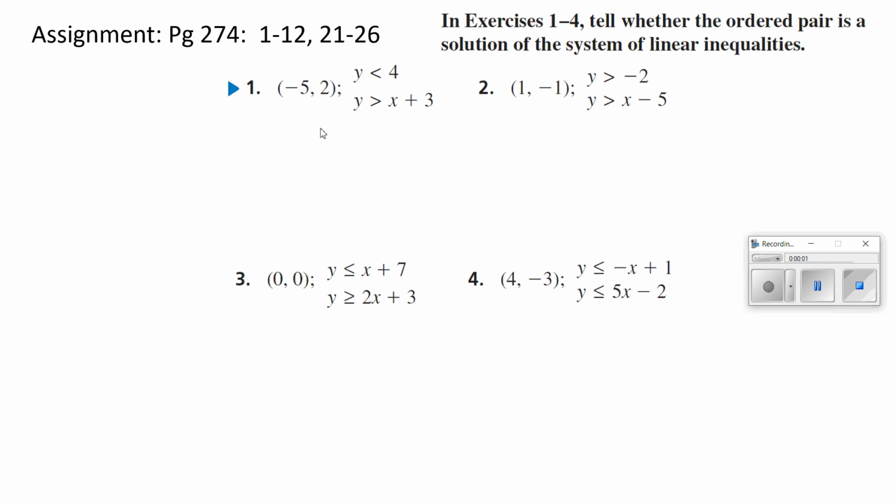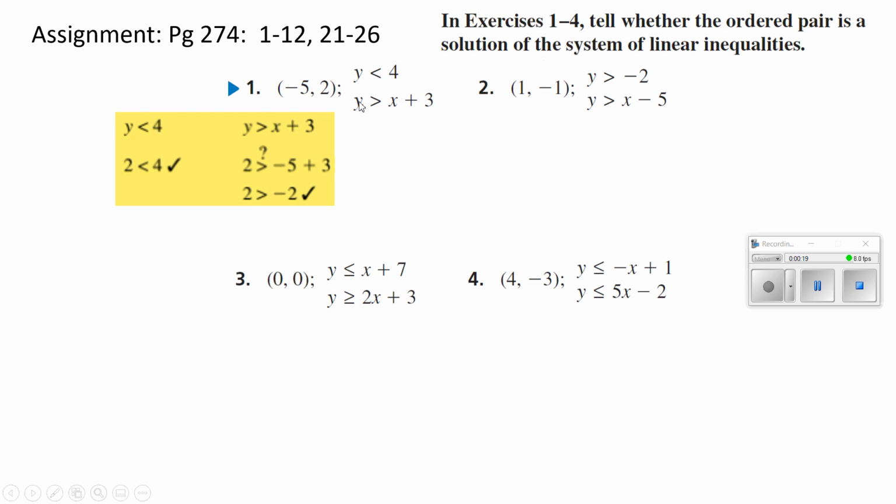I've got this homework: 1 through 12 and 21 through 26. The first one is just asking us to plug in -5 for x and 2 for y. If I do this, I see that in my first inequality, y is going to be 2, and 2 is less than 4. Over here, I'll have 2, and it has to be greater than -5 plus 3. Well, -5 plus 3 is -2, and 2 is greater than -2.